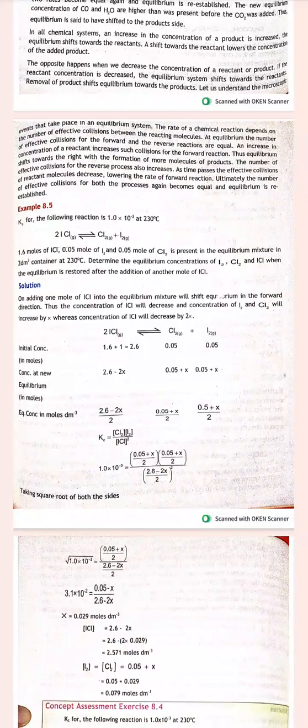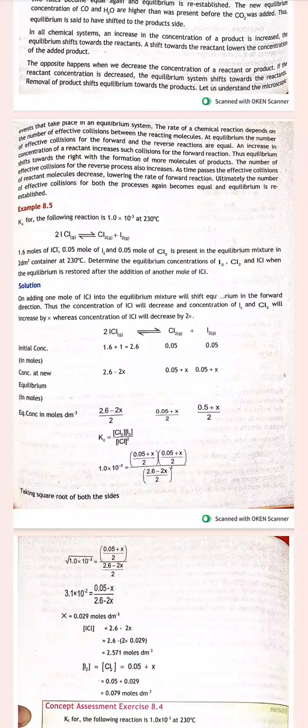The opposite happens when we decrease the concentration of a reactant or product. If the reactant concentration is decreased, the equilibrium shifts towards the reactant in the backward direction. Removal of product shifts the equilibrium in the forward direction towards the product.